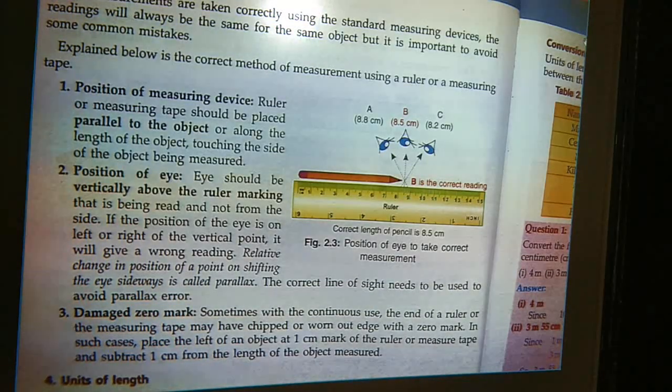Damaged zero mark. Sometimes with the continuous use, the end of a ruler or the measuring tape may have a chipped or worn out edge with a zero mark. In such cases, place the left end of the object at 1 cm mark of the ruler or measuring tape and subtract 1 cm from the length of the object measured. So if your scale is damaged at the zero mark, you can put the object at the 1 cm mark, and then subtract 1 cm from the length of the object measured. So these are some points about taking correct measurement of the object.